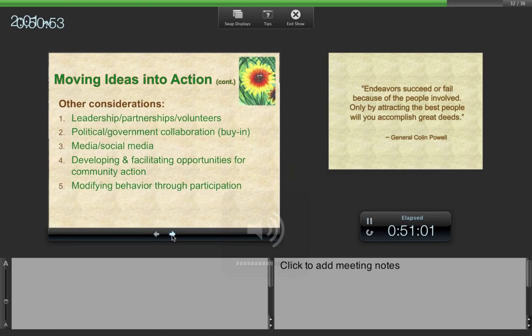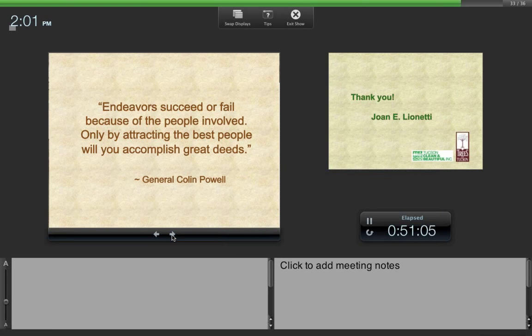And so in closing, I'd like to quote General Colin Powell: endeavors succeed or fail because of the people involved. Only by attracting the best people will you accomplish great deeds. And I thank you very much. And I am blessed. I am surrounded by the best people.